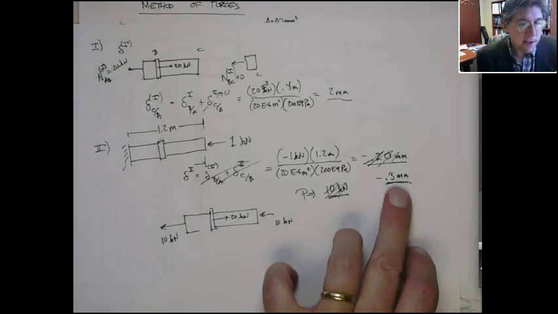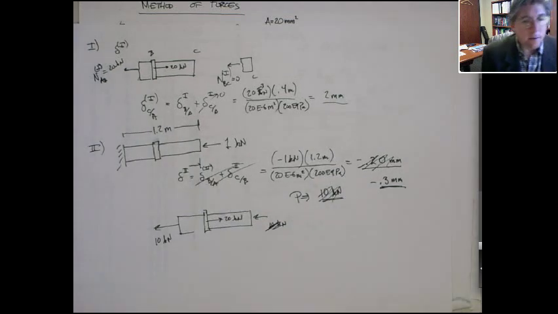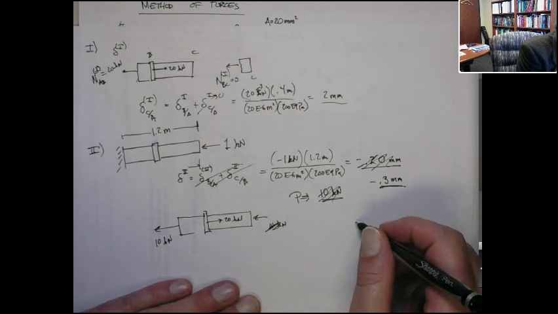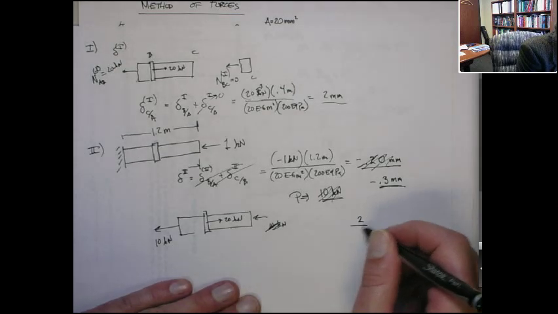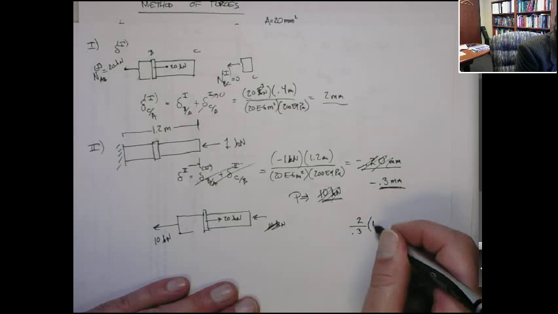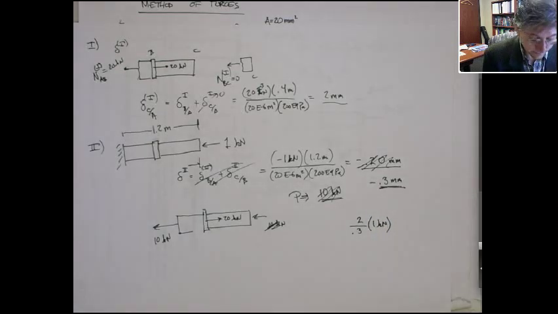We use the same logic. If it were 1 kilonewton, it would move it in 0.3 millimeters. Well, it needs to be more than that, right? If you doubled it, it would go to 0.6, and so on and so forth. So we need to scale P by 2 over 0.3, right? And that'll give us the right value.